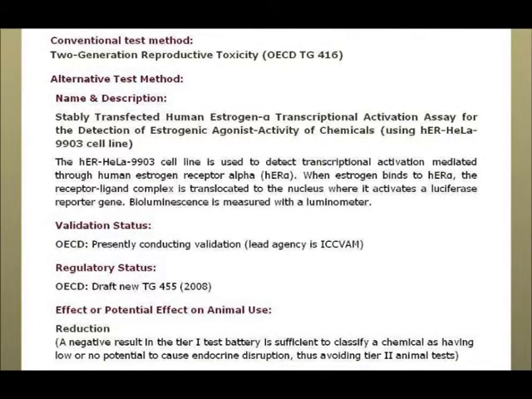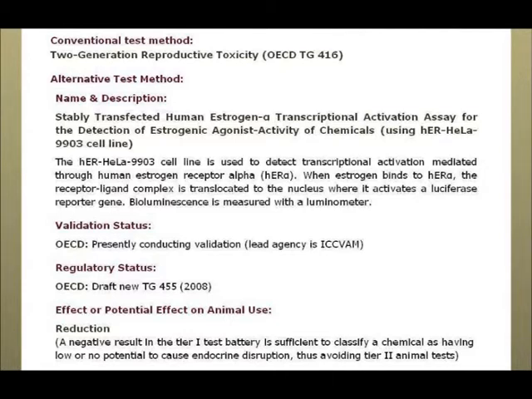The description of this test reads the HER-HELA-9903 cell line is used to detect transcriptional activation mediated through human estrogen receptor alpha. When estrogen binds to human estrogen receptor alpha, the receptor ligand complex is translocated to the nucleus where it activates a luciferase reporter gene.